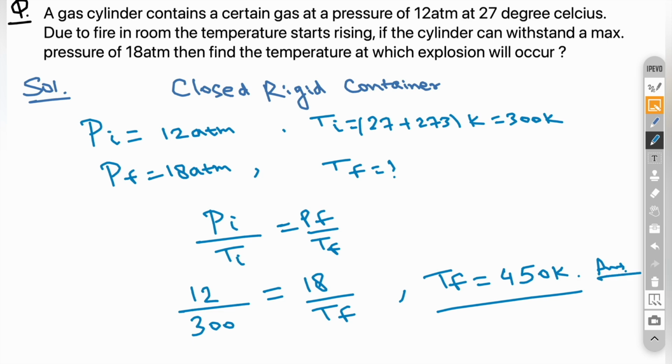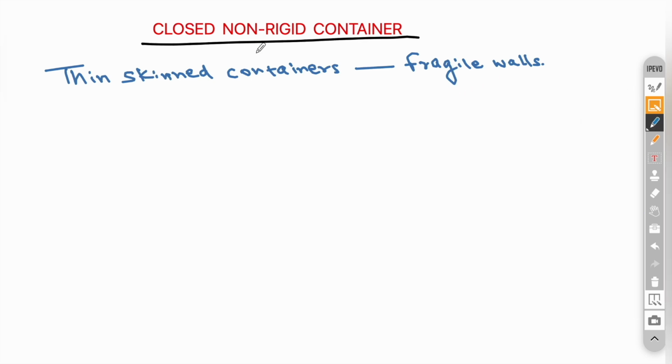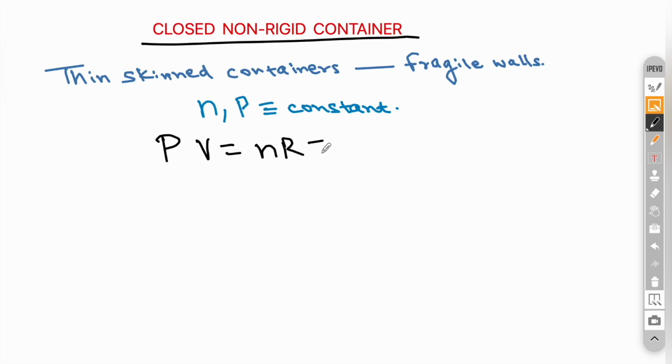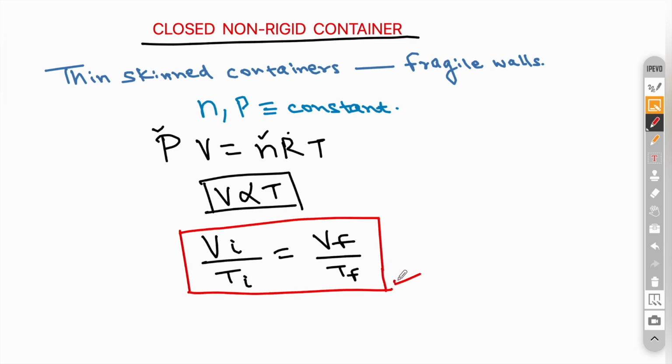Hope you understand this. Now we'll similarly talk about closed non-rigid container, which is thin skinned. Examples are balloon as well as air bubble. Here the walls are fragile in nature, which means they can be broken easily, so moles and pressure are kept constant. In the ideal gas equation PV = nRT, R is constant, and n and P are also constant, so V will be directly proportional to temperature. So Vi/Ti = Vf/Tf. We'll use this formula to solve numericals related to closed non-rigid containers.